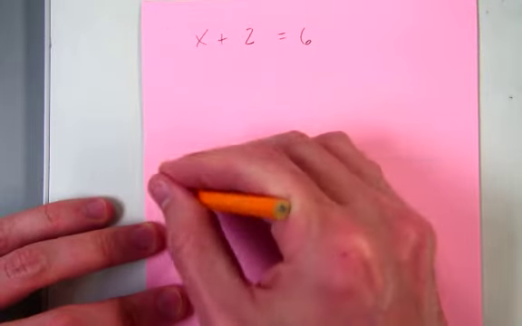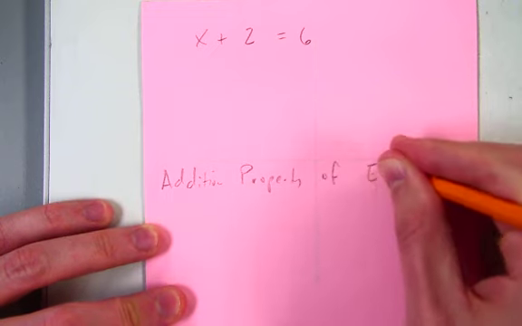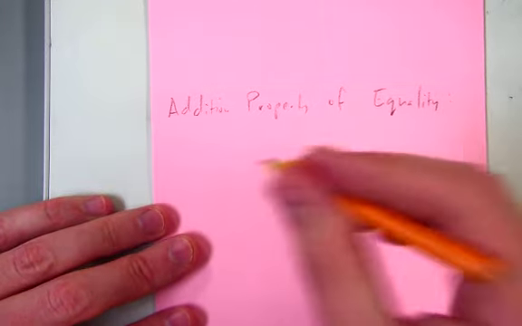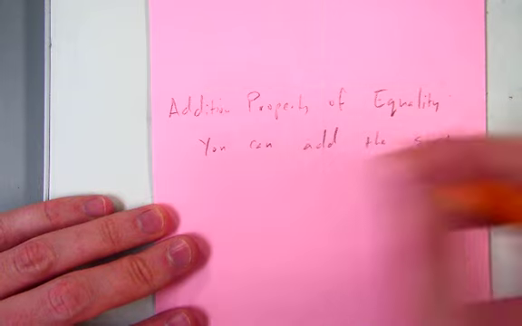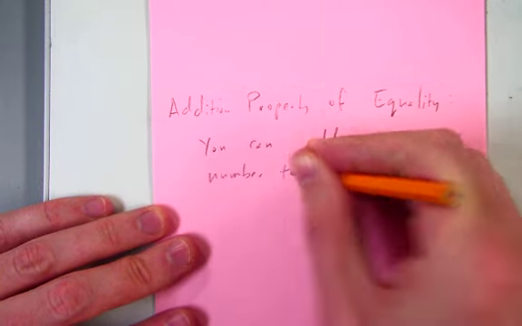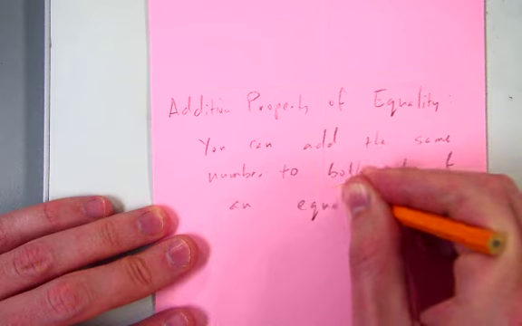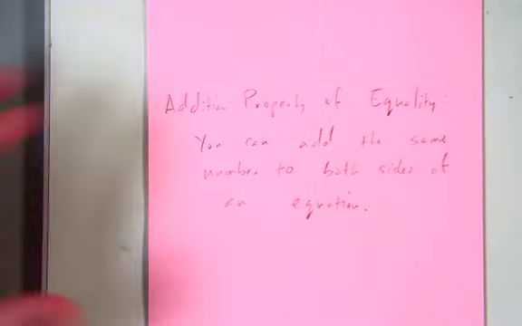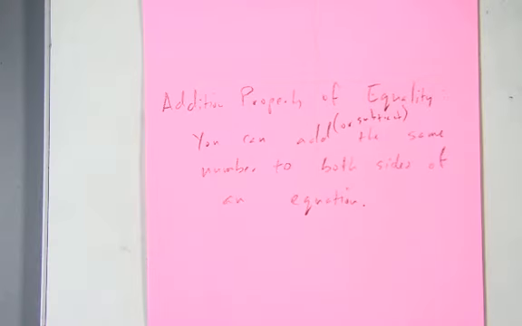Okay, so we're going to use a property first called the addition property of equality. What the addition property of equality says is that you can add the same number to both sides of an equation. And in fact, because we talked about how adding a negative number is the same as subtraction, we can really add or subtract using this property, since subtracting is really just adding the opposite of the number.